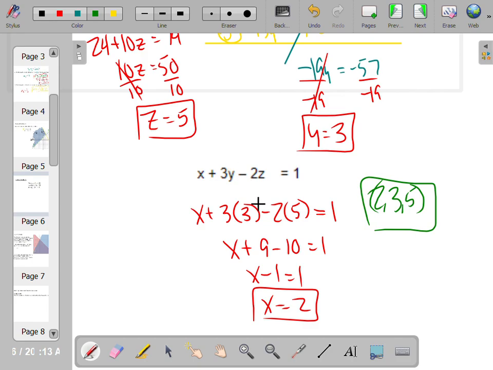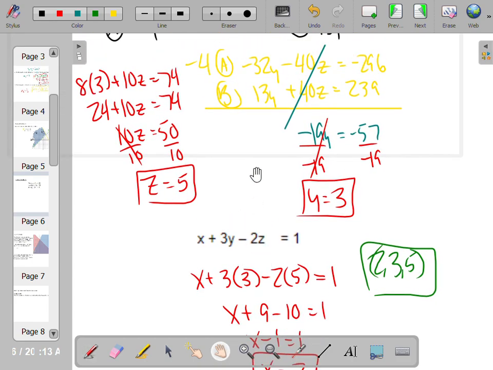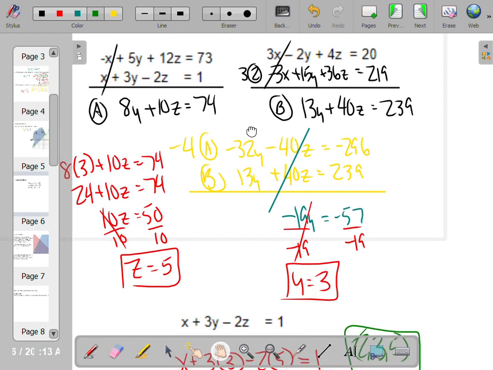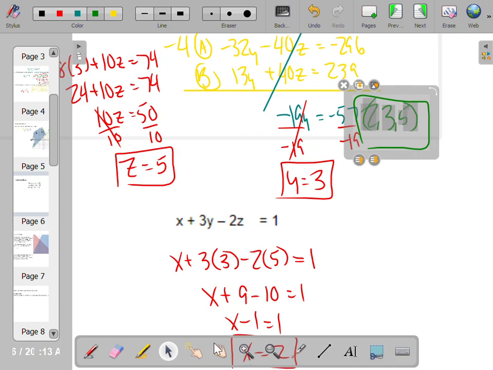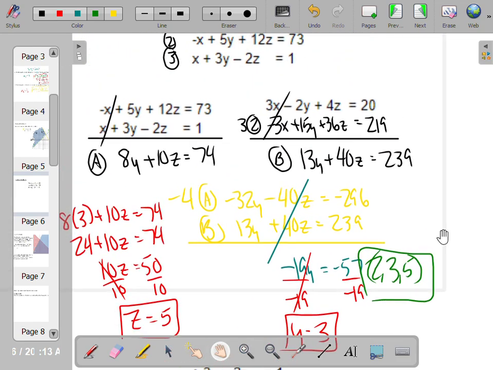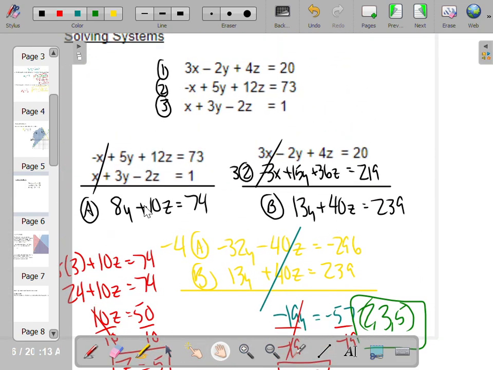Now, on a multiple choice test, you are crazy to do all that. What you can do instead is work backwards. You can take these answers and plug them in and verify that they work. So what I mean is, if I think this works, I can plug it in. 3 times 2 minus 2 times 3 plus 4 times 5. If I get 20, I know it works in the first one. It does. The opposite of 2 plus 5 times 3 plus 12 times 5.